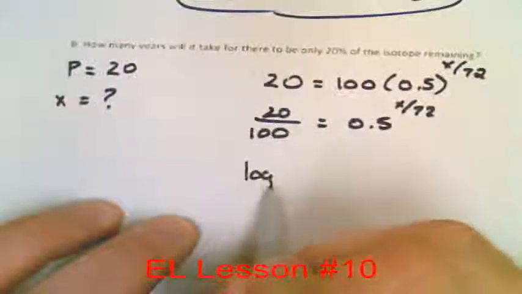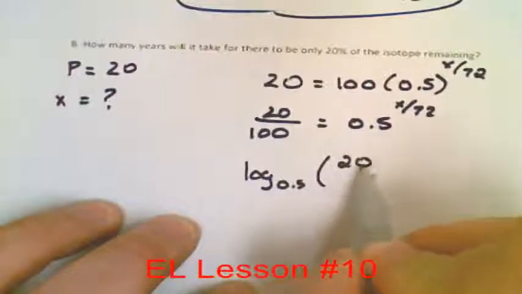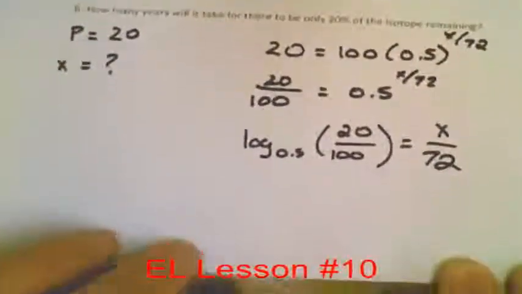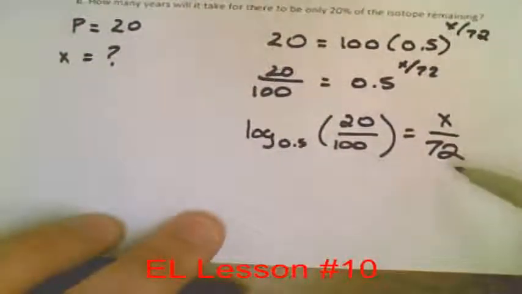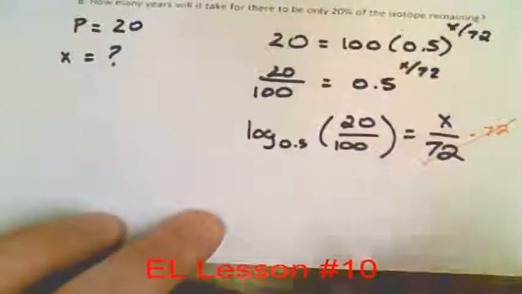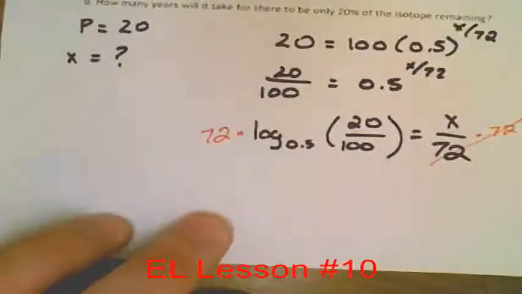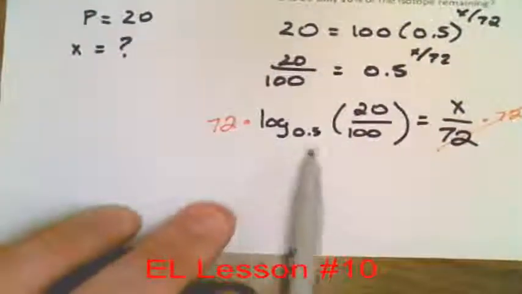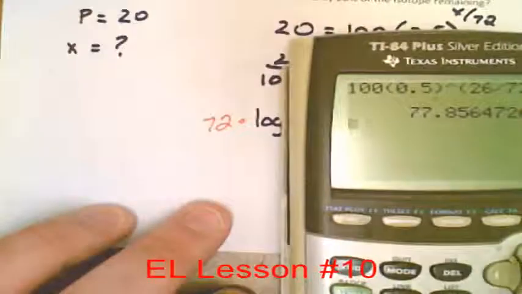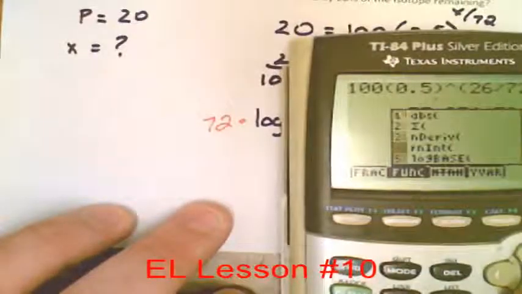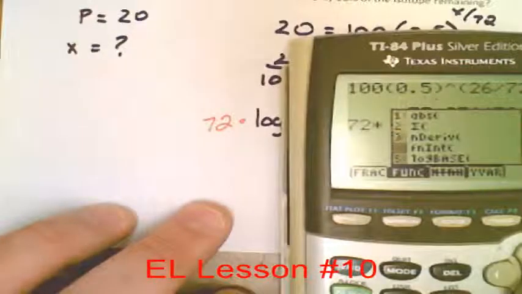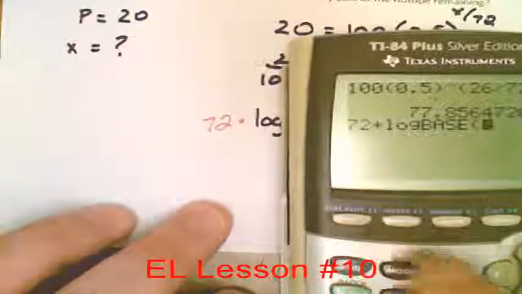So I look at this. Well, in this case, still keeping in mind I've got two unknowns, P and X. It wants to know how many years. The percentage remaining is 20. So I'm going to have P, or 20, equals 100 times 0.5 to the power of X over 72. Keeping in mind still, you can't multiply that exponent and that base together, so I'm going to divide it over. So I'm going to get 20 over 100 equals 0.5 to the power of X over 72. Now converting it to log form. This is going to be the log, base 0.5, of 20 over 100. That's going to equal X over 72.